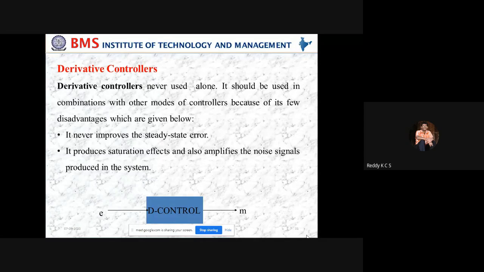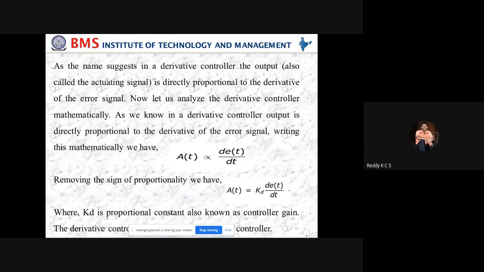What disadvantage? It never improves the steady state error. The steady state error which is always present in the system will not be improved by this kind of derivative controller. That's why it cannot be used alone. It also produces saturation effects and amplifies the noise signals produced in the system. That is not required for any control, because we are trying to use the controller to reduce the noise signals. Because of that, we cannot use the derivative controller as a single controller.